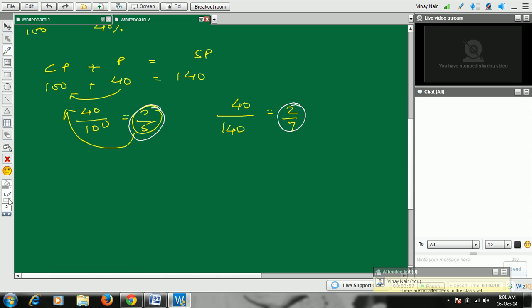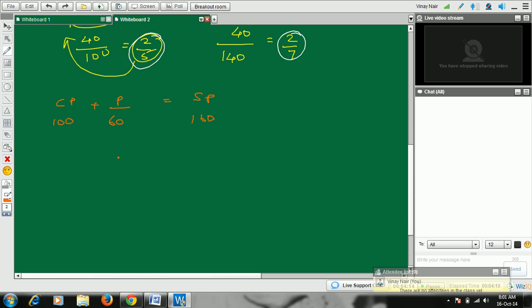Like this, if we have some other percentage, say we are having our cost price as 100 and profit as 60, for example. So selling price would be 160. So profit percentage or profit upon cost price is 60 upon 100. So profit is 3/5 of the cost. Now when it is 3/5 of the cost, it is how much of the selling price? That is 3 upon 8. So when profit is 3/5 of the cost price, it is 3 by 8 of the selling price.